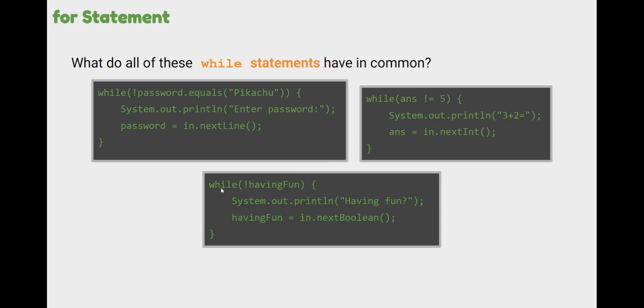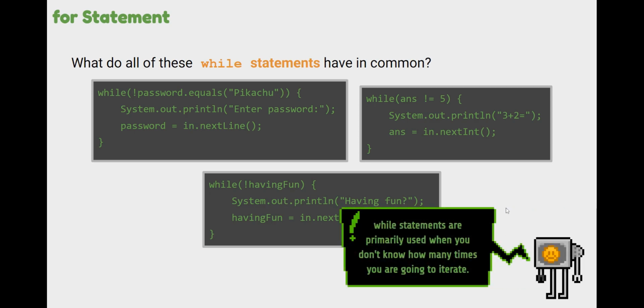Our last one, we say, while you're not having fun, we're going to ask you if you're having fun. And if you say no, if you answer false, you're going to stay in this loop until you eventually answer true, saying that you are having fun. This demonstrates the main purpose of the while statement. While statements are great when you don't know how many times you are going to iterate.